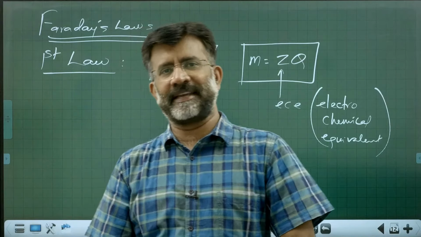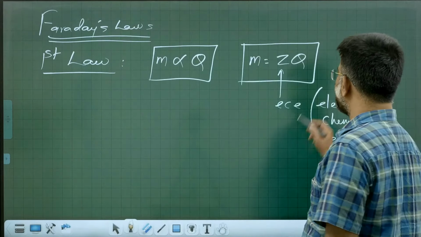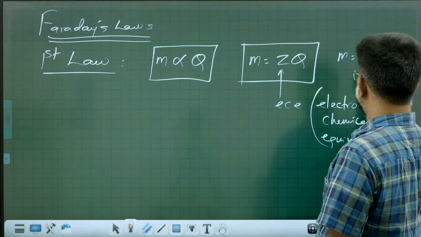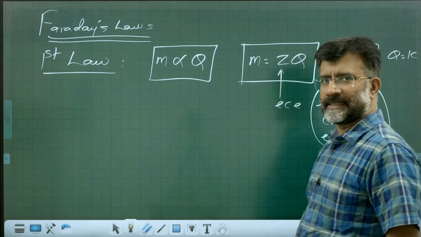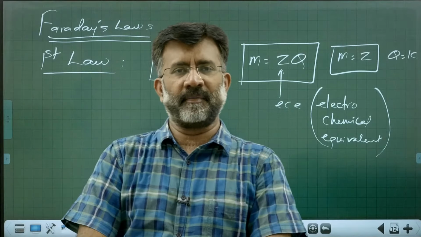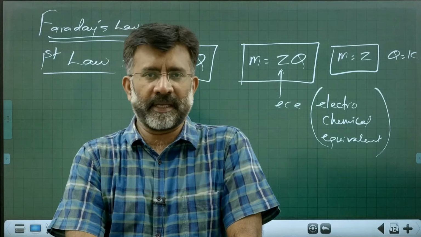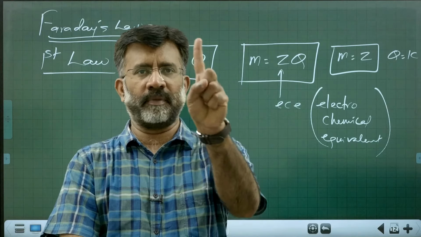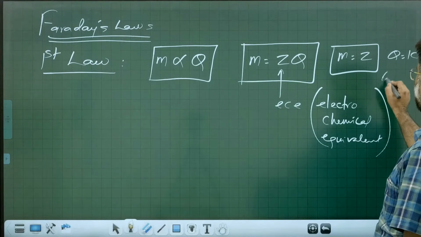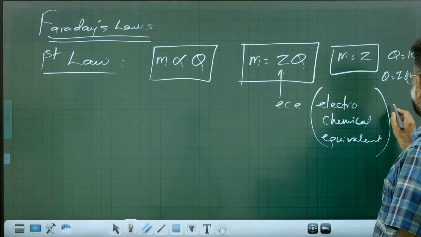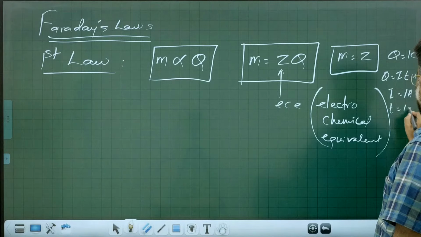How do we define ECE? What is the definition for ECE? Very simple. M equal to Z when Q equal to 1 coulomb. So ECE is defined as mass of substance deposited or liberated or dissolved by the passage of 1 coulomb electricity. 1 coulomb electricity means, all of you know, Q is equal to I into T. So it is 1 ampere current passed for 1 second.